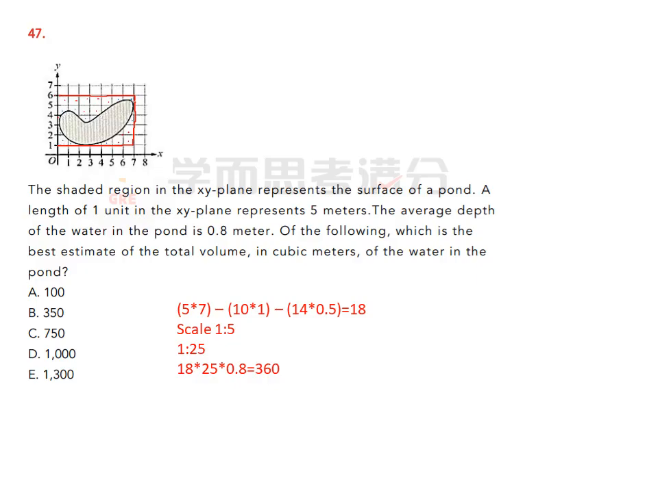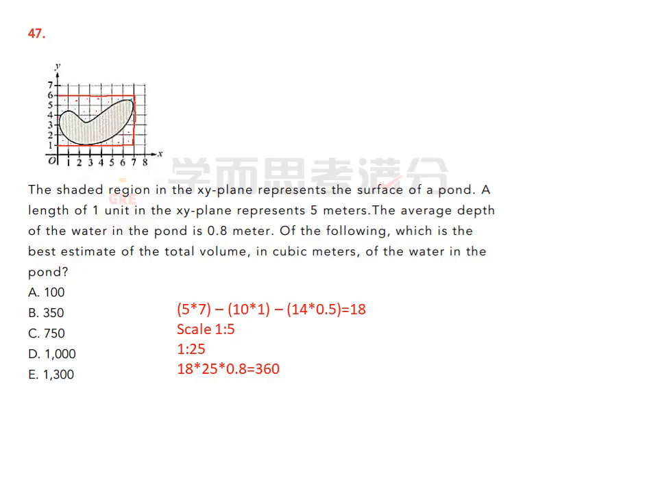So 5 multiplied by 7 minus 10 multiplied by 1 minus 14 multiplied by 0.5, I get 18. Now notice that 1 unit in the xy plane represents 5 meters. So let us take a square because we are working with the square. So 1 is to 25. So 18 multiplied by 25, and the average depth is 0.8. So 25 multiplied by 0.8, we get 360.